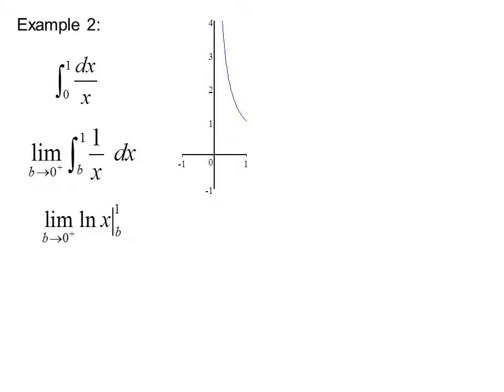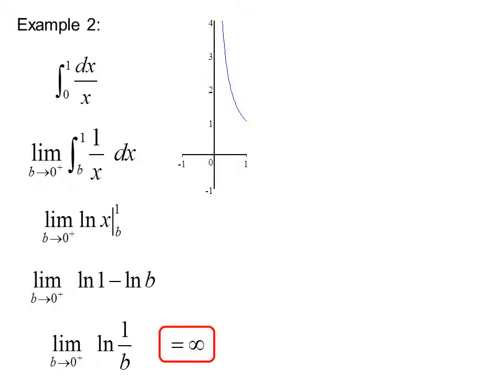Taking the antiderivative, we have the limit as b approaches 0 from the right-hand side of ln x evaluated from b to 1, which is the limit as b approaches 0 from the right-hand side of ln 1 minus ln b. This is the limit as b approaches 0 from the right-hand side of ln of 1 over b, which is infinity, because as b approaches 0, we're taking the natural log of infinity, which is infinity. This integral diverges.